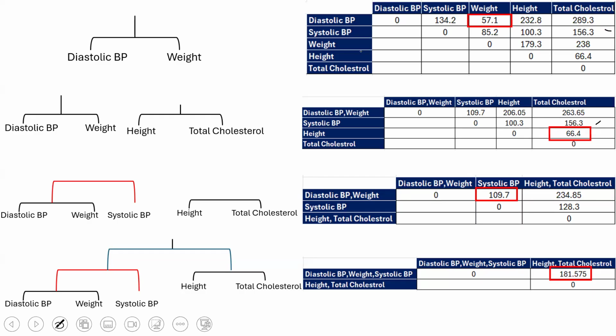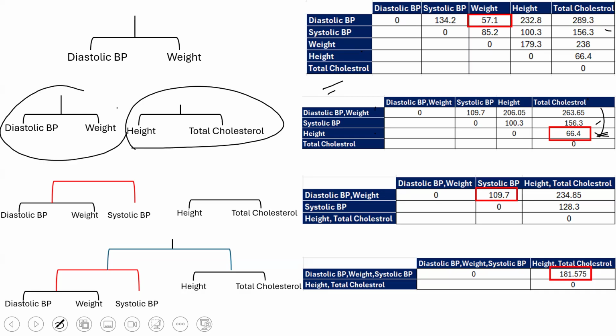So now in this new data matrix, where we have one cluster already formed, the lowest distance is 66.4, right? Out of all these values, the lowest value is 66.4. What this says is that height and total cholesterol are close to each other, so you have to form them into one cluster. Diastolic BP and weight were formed as one cluster from the previous matrix.